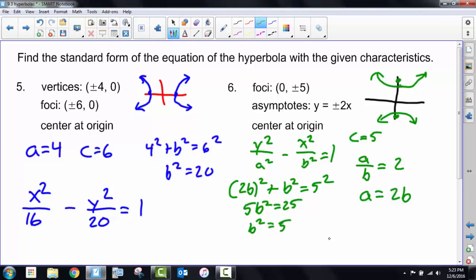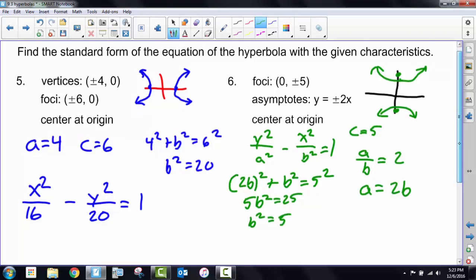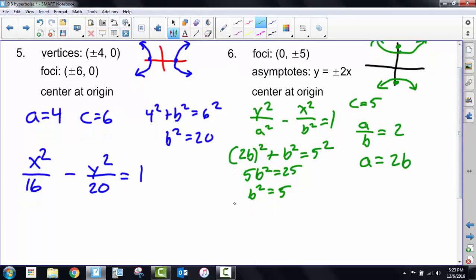So 4b squared plus b squared is equal to 5 squared. So this is going to be 5b squared equals 25. B squared is going to equal 5. Now, again, we remember that if you know b squared, that's really all you need for the standard form, but there's an issue here. We also have to figure out a.